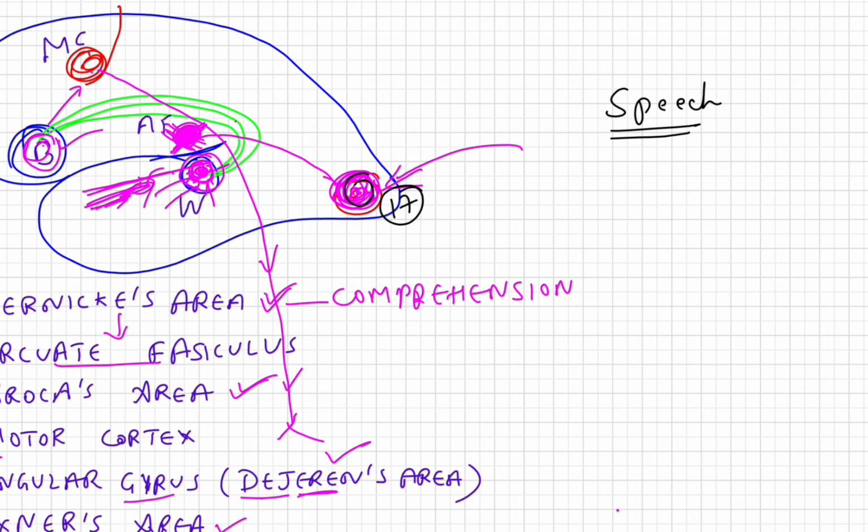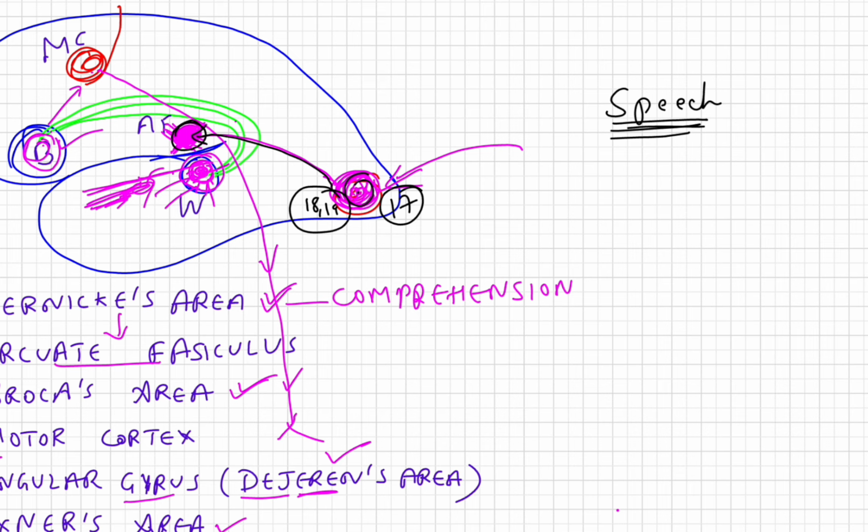Once the information is received by 17, the information processing happens in 18 and 19. Those are the visual association areas. There, the recognition of letters and words happens, and from here the information is passed on to the angular gyrus area, which converts the visual symbols, the letters, into a linguistic form, nothing but we are able to make a meaning out of that.